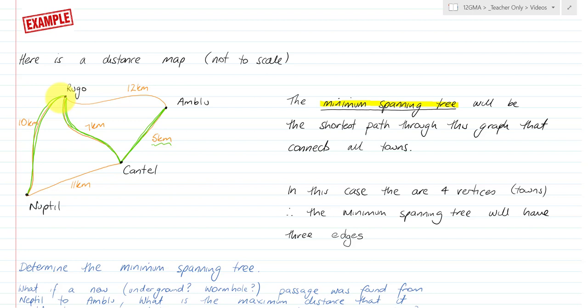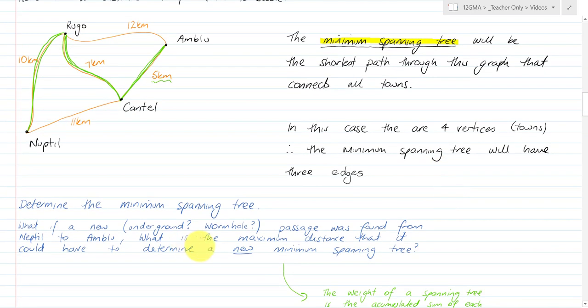Obviously, there are problems formed here. What happens if you start in Rugo? Well, then you go to Nuptial, and then going back to Rugo would be a waste of time, so we might include the 11 kilometre band there. What happens if you need to start and finish in the same point? So there are additional problems here, but this is the minimum spanning tree for this graph.